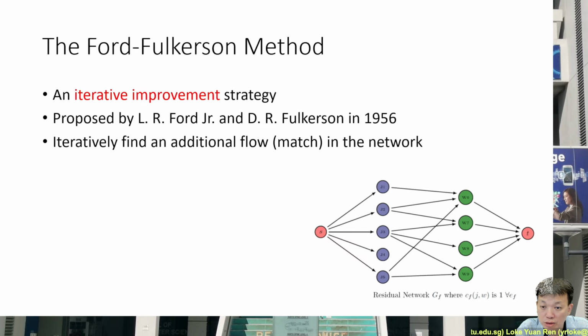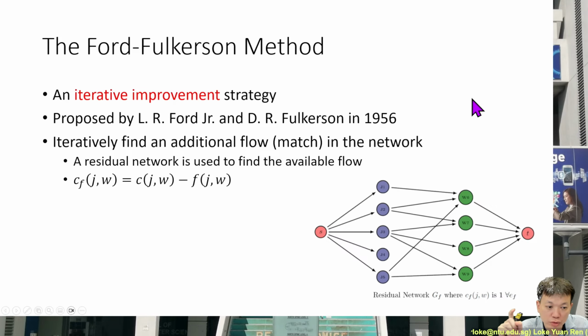It was proposed by these two persons, Ford and Fulkerson, in 1956. It's a quite old approach, but it's quite useful in our daily life, because we always encounter a lot of this kind of matching problem we need to solve. The idea is to iteratively find an additional flow in the network. Once you find a flow, you are trying to find a match from J to W in this example.